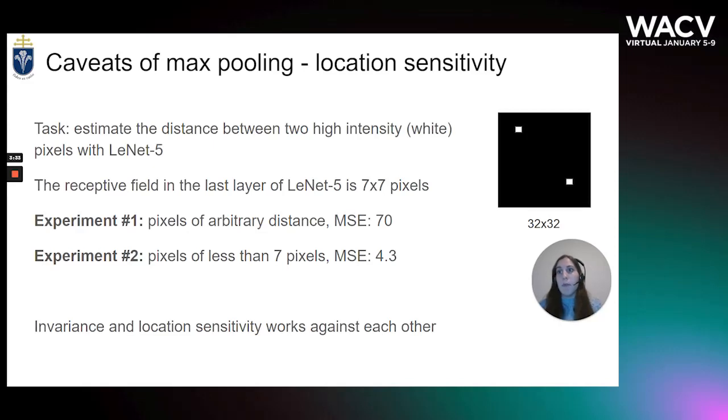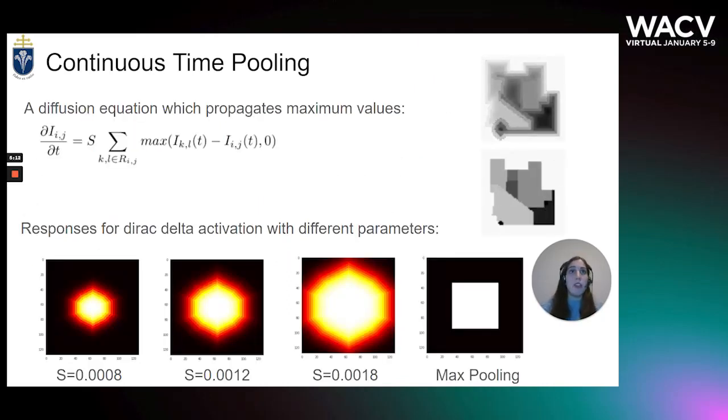To demonstrate the caveats of maximum pooling, we have created a simple simulation in which images with only two high-intensity pixels were generated, and the network, we have selected LeNet-5, had to estimate the distance between these pixels as a regression problem. The original architecture could not solve this problem since it depends heavily on the receptive size of the network. We have also created a modified version of this experiment and generated images where the distance between the higher intensity pixels was less than 7 pixels. Even in this case, the average squared error was around 4. This is caused by the fact that max pooling is completely insensitive to the position of the highest intensity in the pooling window. To fix these problems, we introduce our method, continuous time pooling.